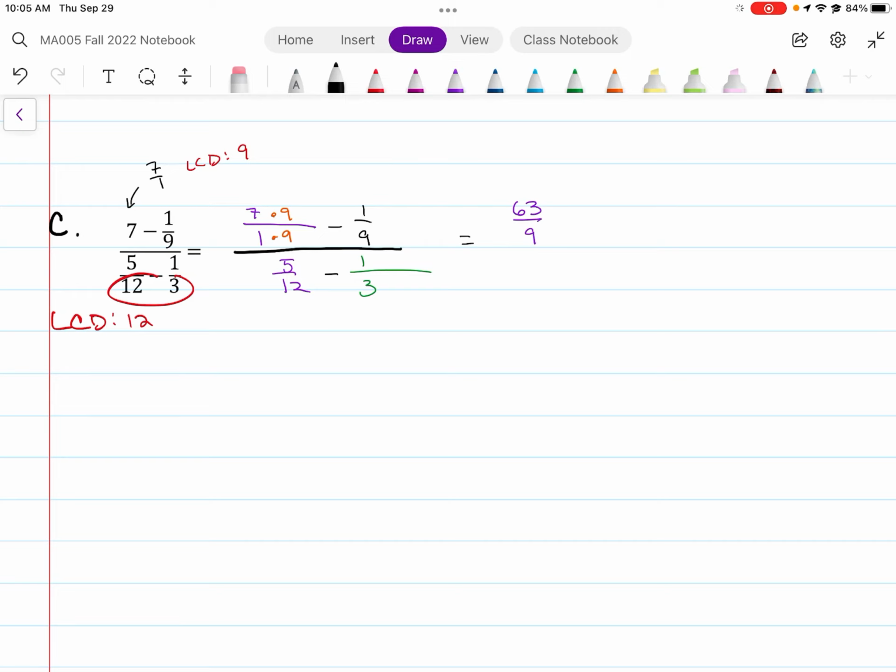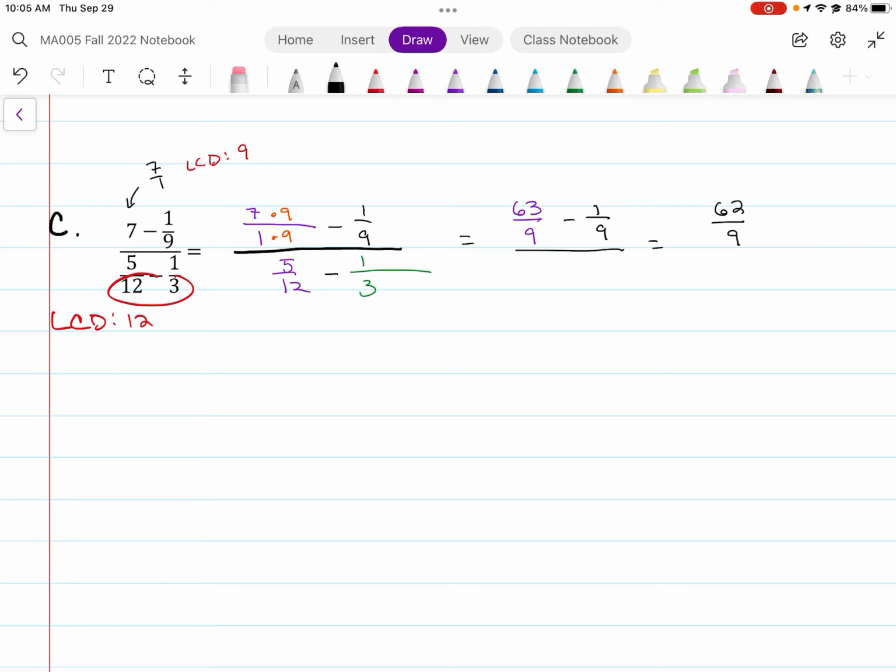Just make sure that makes sense to you. Minus 1/9. All right, 63/9 minus 1/9 is 62/9. We're going to leave it like that. We're not going to try to reduce or anything. It doesn't really reduce, but we're not going to because we still have more to do with it.